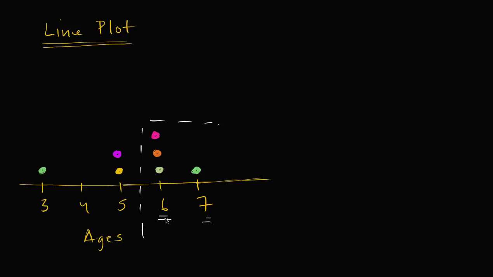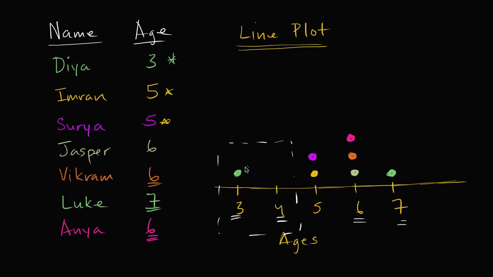You could go the other way around. You could say, how many people are less than 5 years old? Well, then you could say, okay, less than 5 years old would be either 3 years old or 4 years old. And when you look at those dots, you see there's only one dot. Only one person attending the party is less than 5 years old. Hopefully you found that interesting.